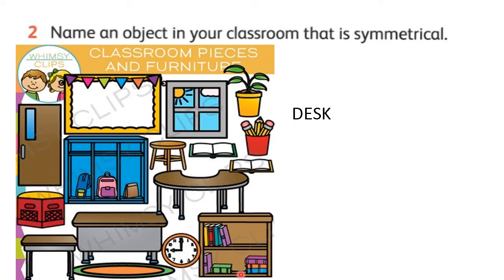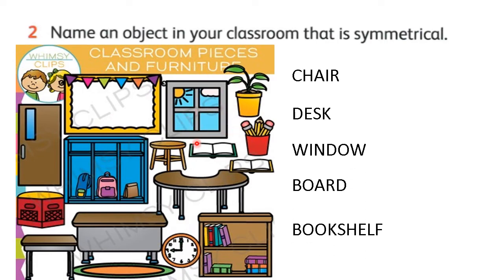There's a bookshelf here, and that is symmetrical too. Here we have a chair, and chairs are symmetrical. The board is symmetrical. The window is symmetrical. And there are lots of other things in the classroom that are symmetrical.